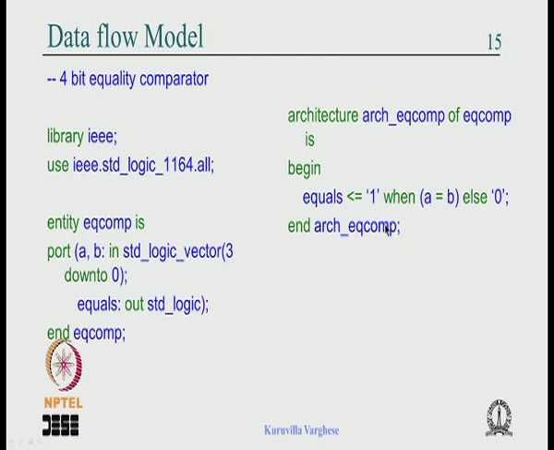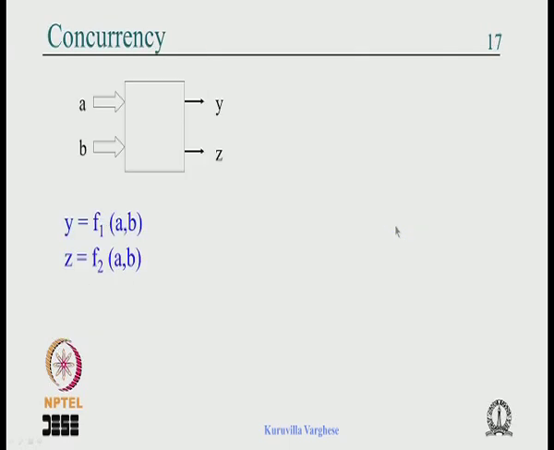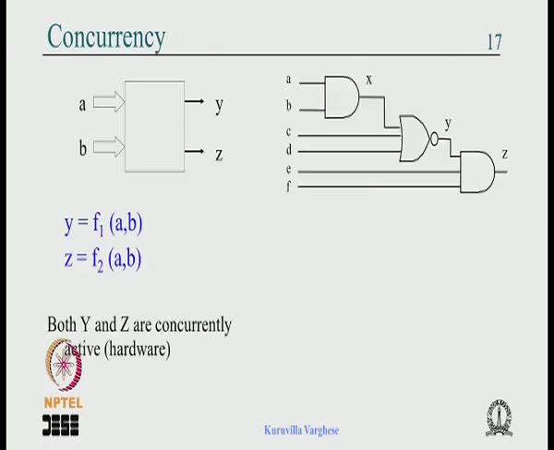So this is very concise, and you need not worry about the circuit you end up with. These are very simple things to synthesize. The synthesis tool will make sure that whatever you have written, the equivalent circuit is implemented in an optimal way depending on the device. So that is the data flow model, and we have talked about the concurrency.